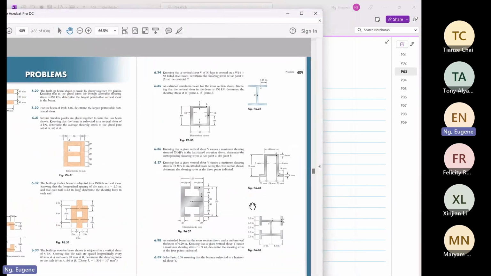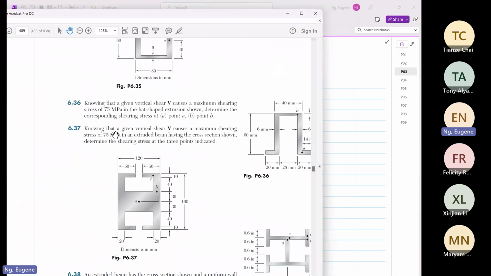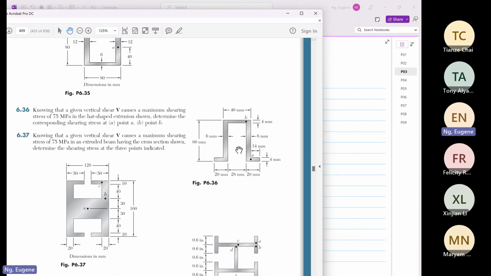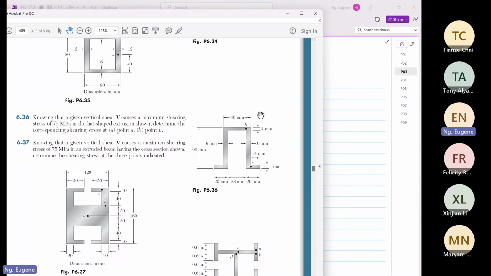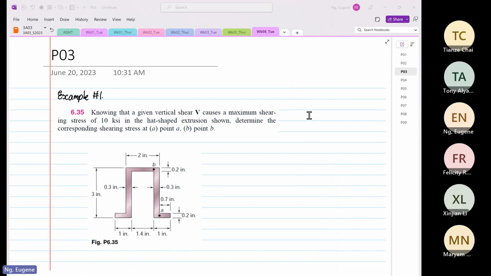So it's a very similar question that you get over here. Okay, 6.36. The only difference is that they are doing it in millimeters. It's a tough problem, and I'll tell you why it is a tough problem. The unique thing about example number 1. Okay, let's read the problem first.